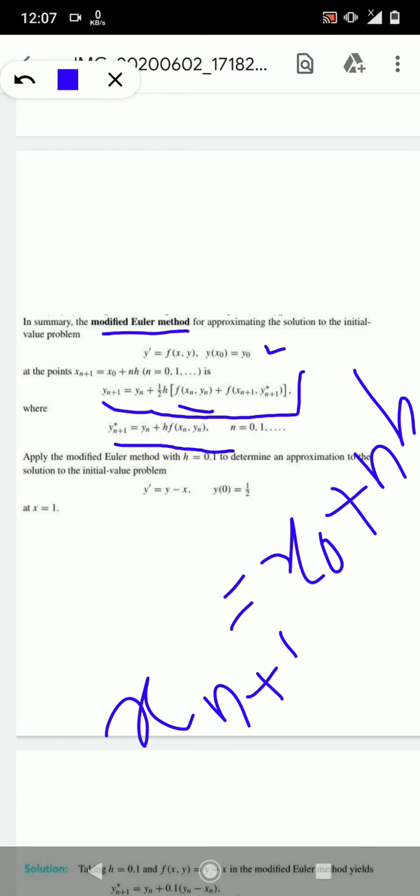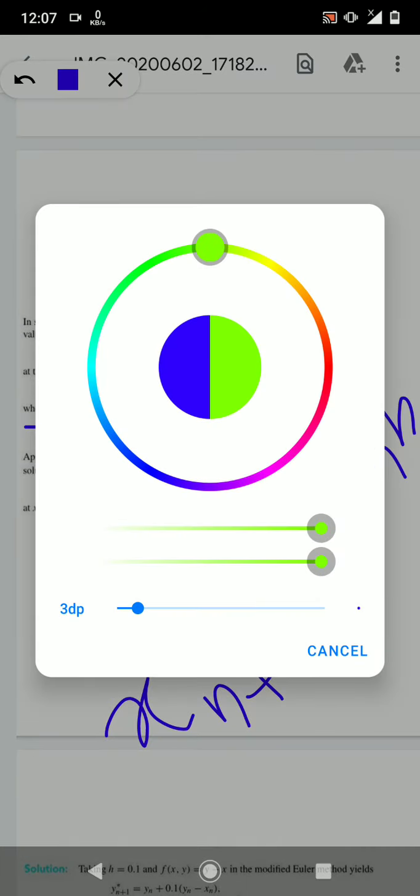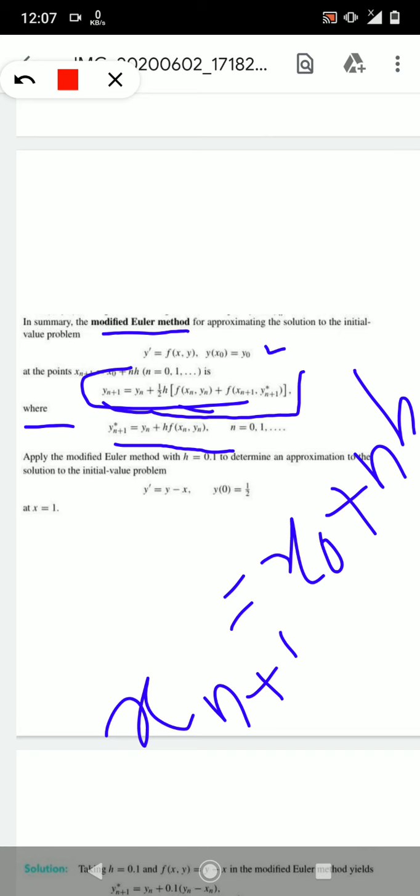Now apply the modified Euler method. So first example. This is the equation of the modified Euler method: y_{n+1} is equal to y_n plus half h times f(x_n, y_n) plus f(x_{n+1}, y*_{n+1}), where y*_{n+1} is equal to y_n plus h times f(x_n, y_n).